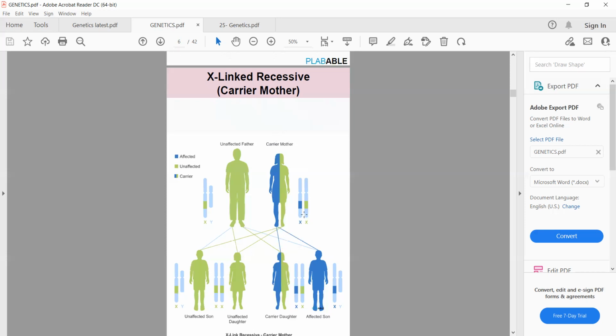And the son who got this defective recessive X chromosome will get the disease, because in males only one recessive gene can cause the disease.